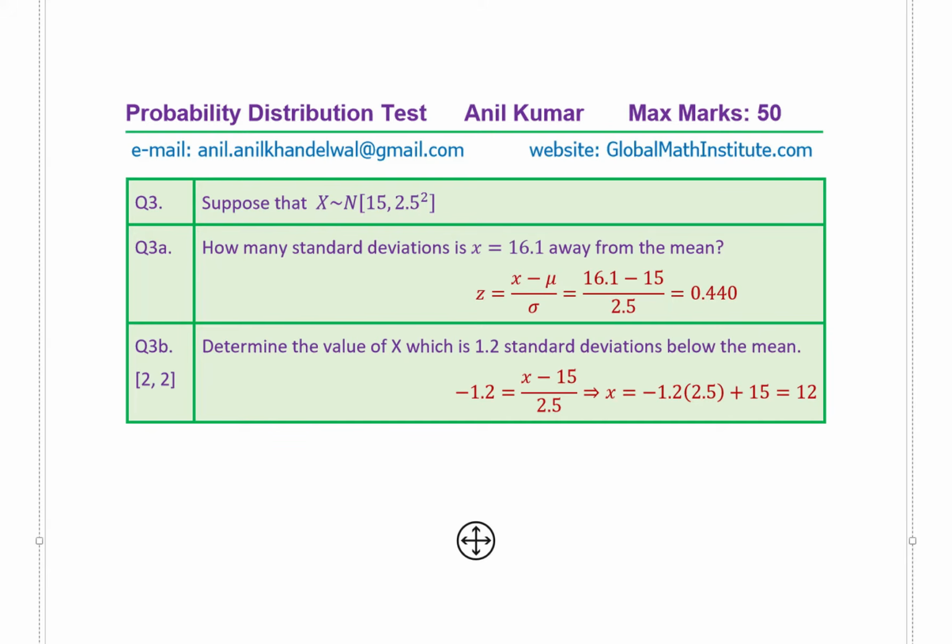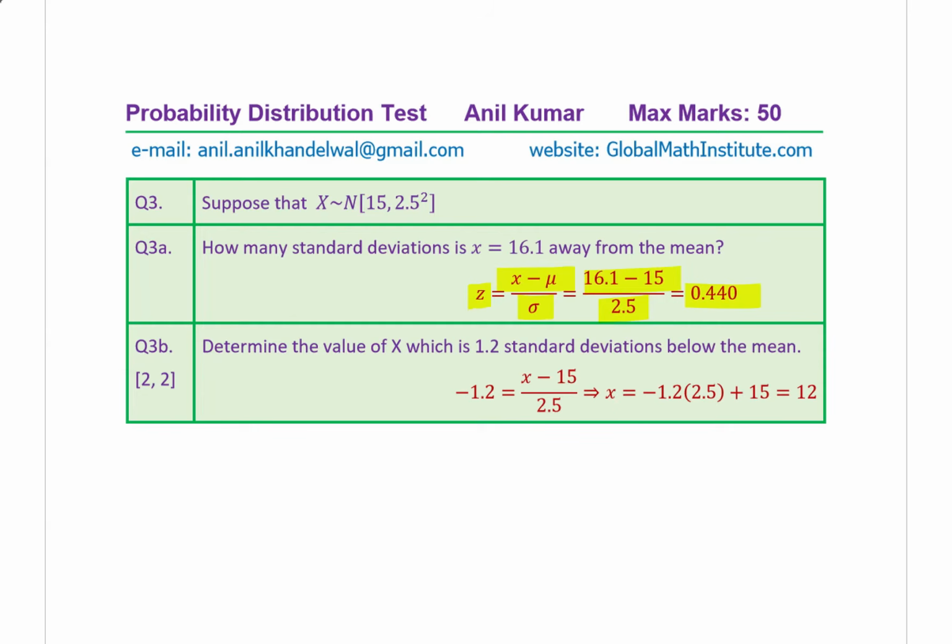Question 3. Suppose that x is distributed normally with a mean of 15 and a standard deviation of 2.5. How many standard deviations is x equals 16.1 away from the mean? So basically we can find the z-score, x minus mu over sigma, and substituting the values we get the answer as 0.440. So that is the number of standard deviations away from the mean, correct?